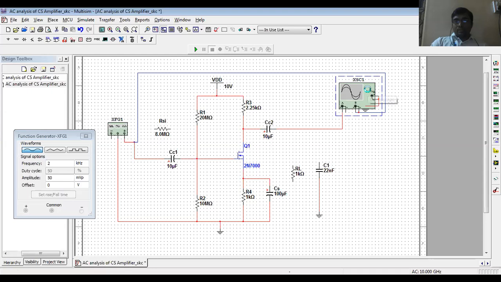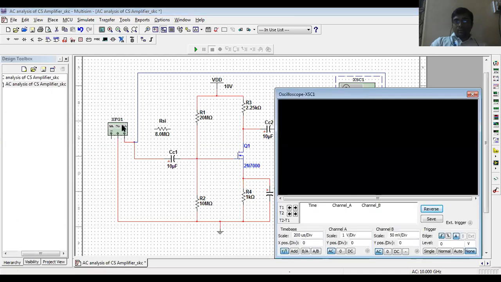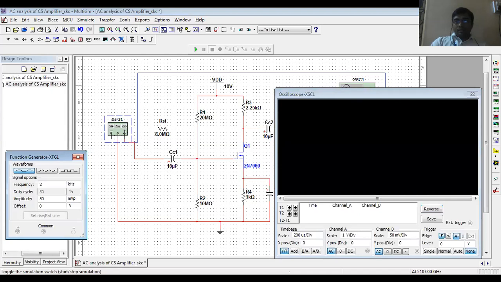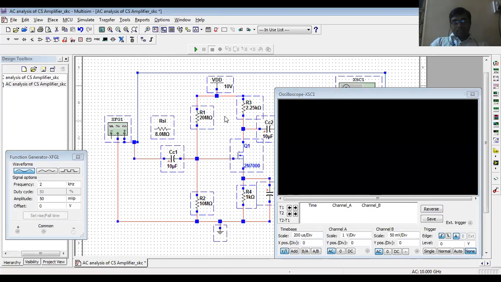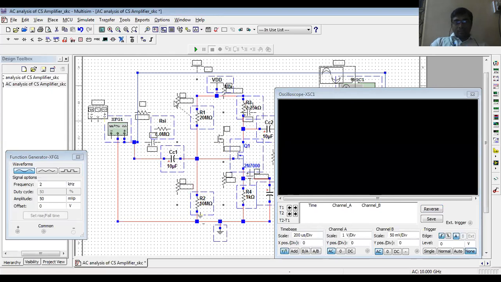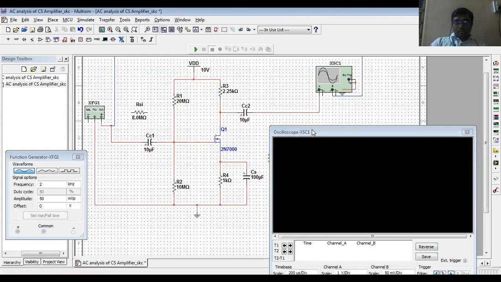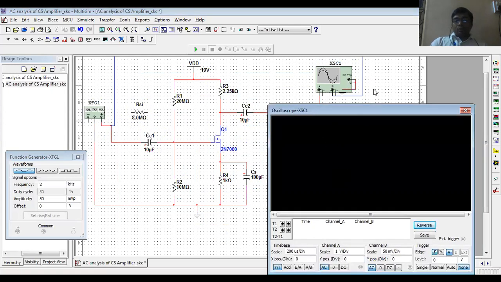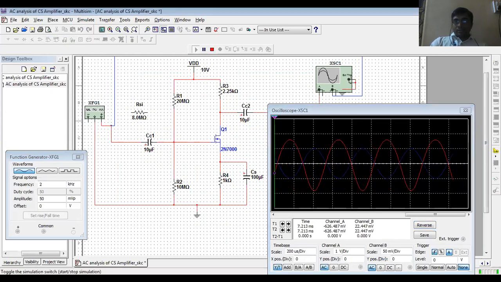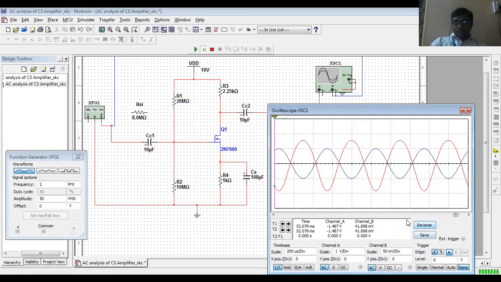Before that, we have to double click on this CRO. If you want a better observation, you can shift this circuitry a little bit so that all the components are easily observable. Now you can simulate this. When you simulate, just pause the simulation, and change the background color here.